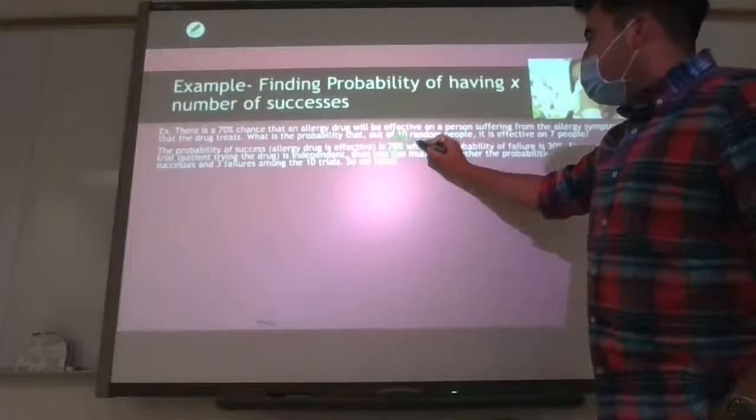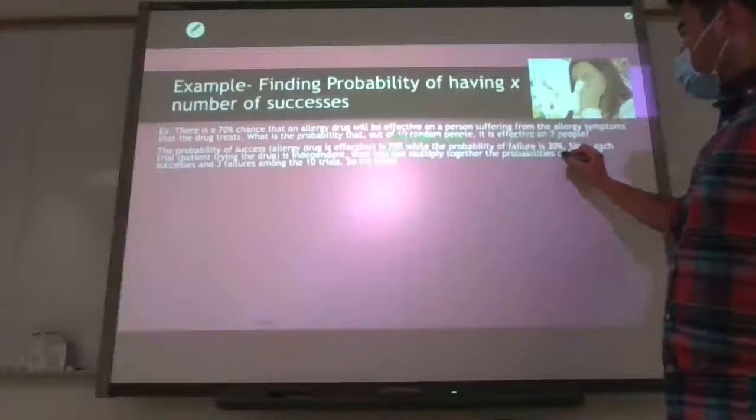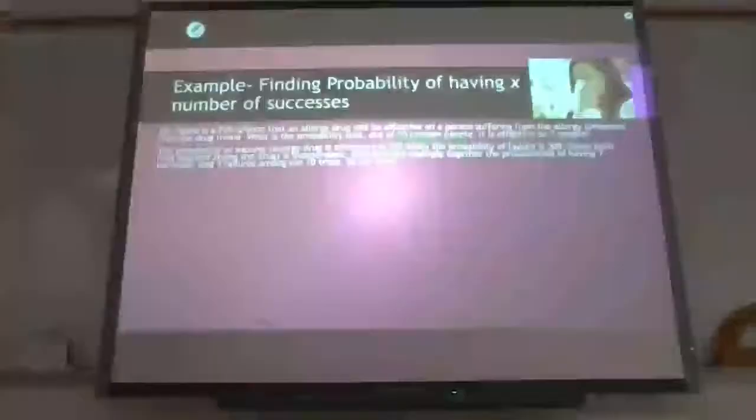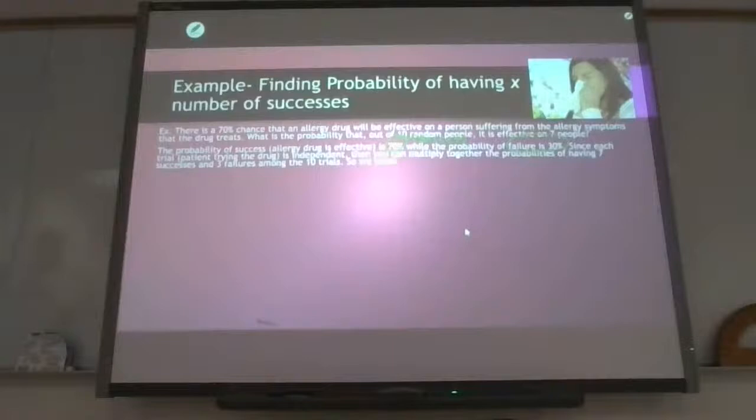And that means that 30% is your failure, right? So you have a 70% success rate and a 30% failure rate. And because they are independent, how do I figure out the probability of these 10 different events happening back to back?